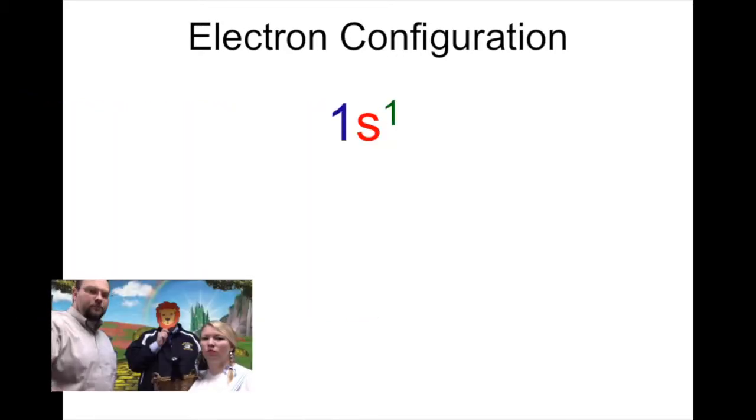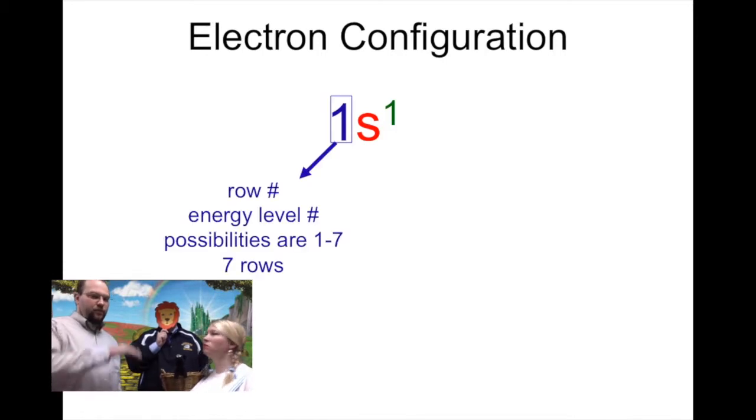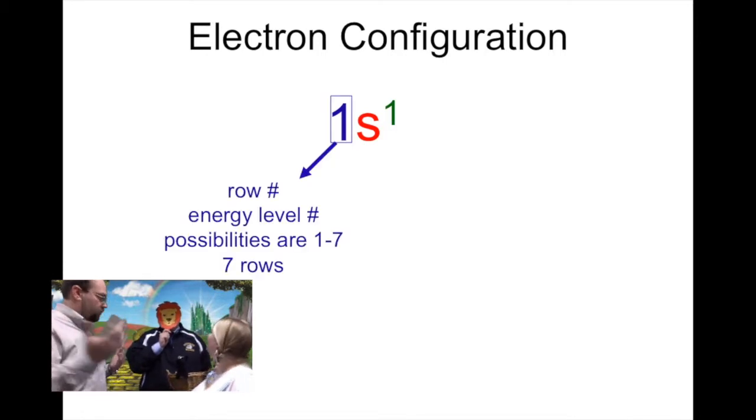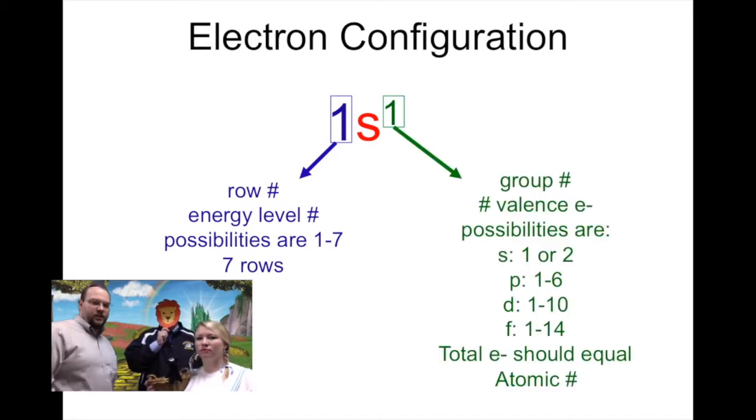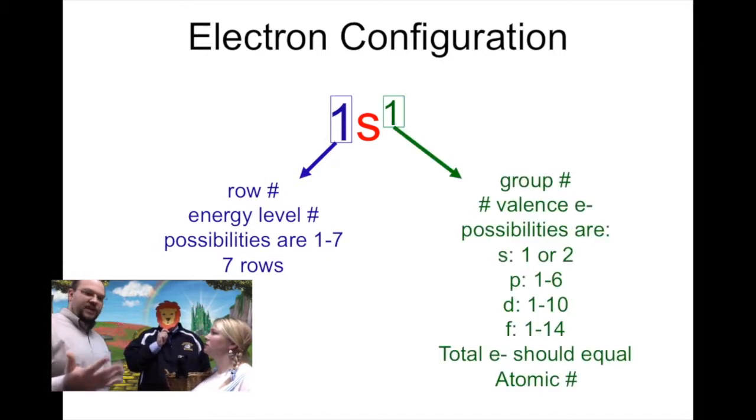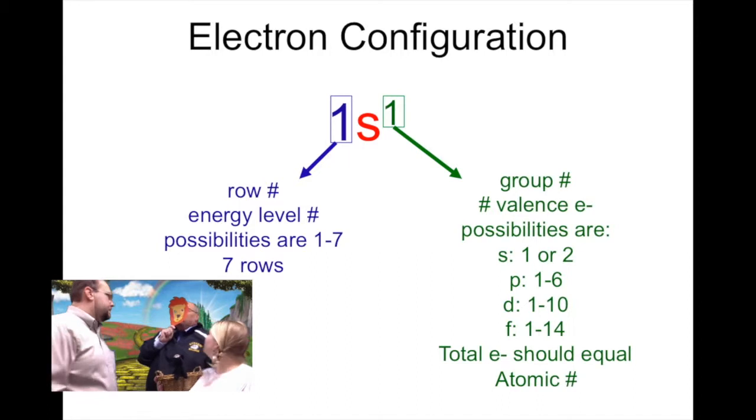So let's take, for example, 1s1. That big 1 refers to my row number, or how much energy. Exactly. That little 1 is my group number. So it's kind of like Battleship, right? If you know your row and your group, you know where the atom meets. Exactly.